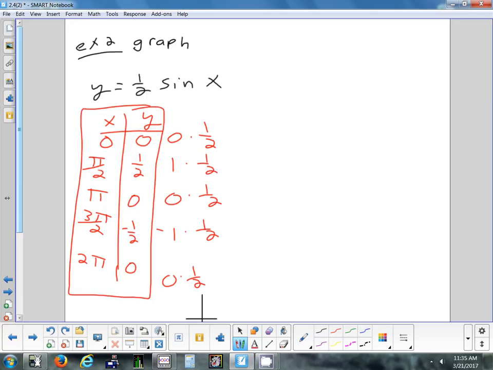I don't care where you show this work, or even if you just do the multiply by 1/2 in your head and you don't write it down. All that I'm grading is what's in that table.